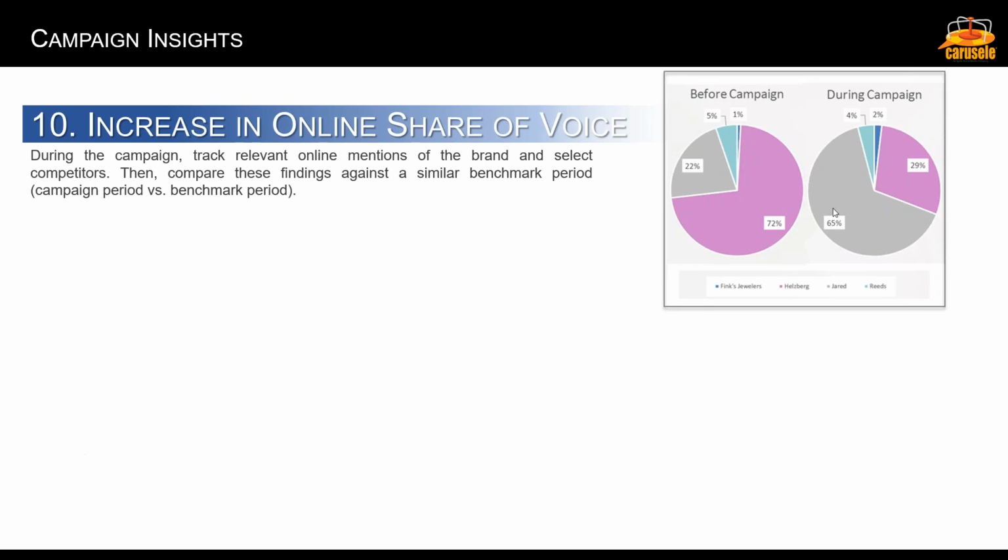So here's one, I believe this is for Jared the Galleria. You can see before the campaign, Healdsburg was mentioned 72% of the time using the keywords we chose for this. And then during the campaign, Jared took over and it was 65% of the conversation, while Healdsburg was only 29% of the conversation. So part of what we're doing with influencer marketing is manufacturing online conversations for the same reason we do advertising: positive exposure of a brand in front of people with a propensity to buy. That is eminently measurable with tools like BrandWatch or Tracker or Sysomos or those sorts of things.